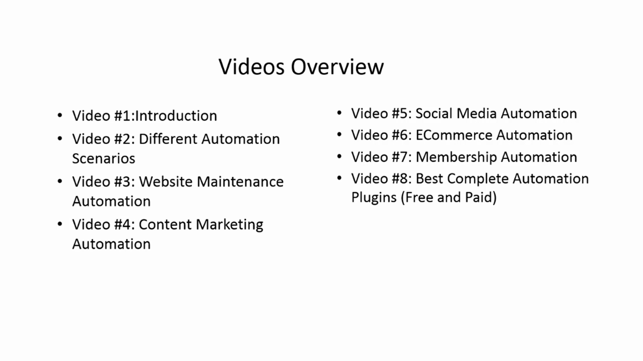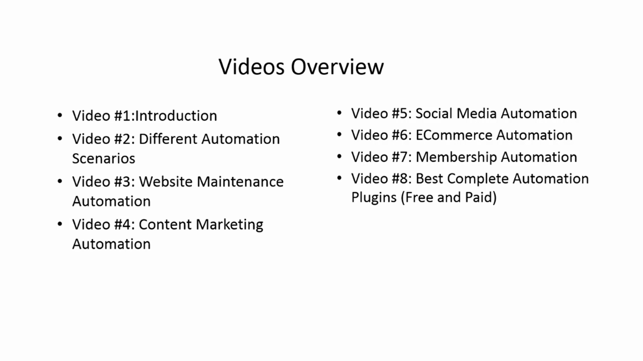Video number 7, we'll talk about membership automation. In this case, let's say, for example, that you run a WordPress membership site. You have a community. How do you go about automating that community as much as possible? Obviously, there's not going to be everything that you can automate. Some things you will just have to do using your hands, but some things you can, and some things that you think you can't, you really can.